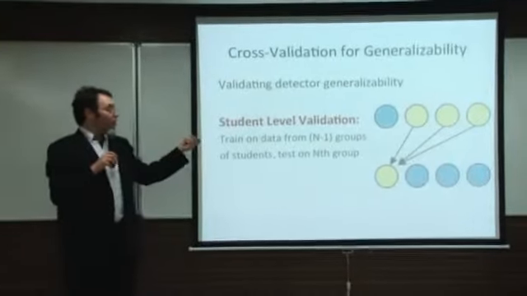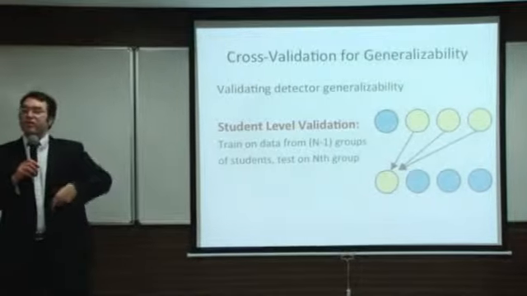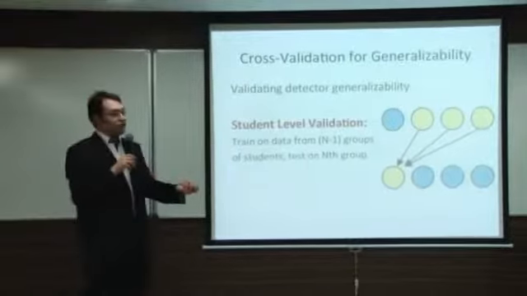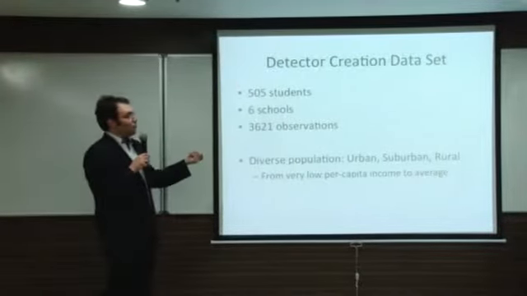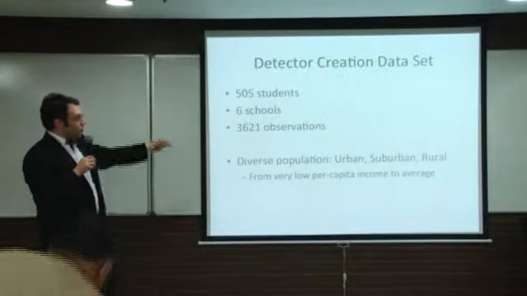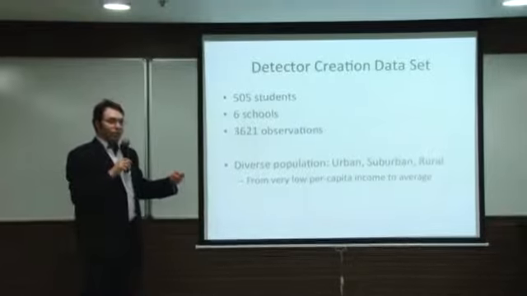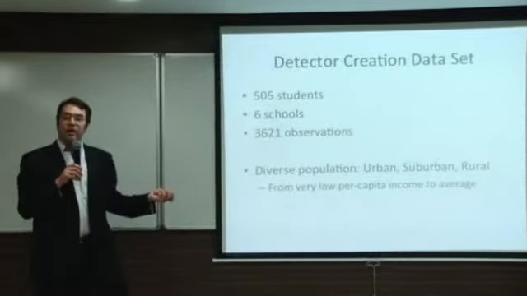And we validate all of our models by, again, building them on some students and testing them on data from entirely new students to make sure that they work on entirely new kids. And we did our work to build models of engagement for assessments, using 505 kids in urban, rural, and suburban classrooms, involving demographics from very, very low income to average income.